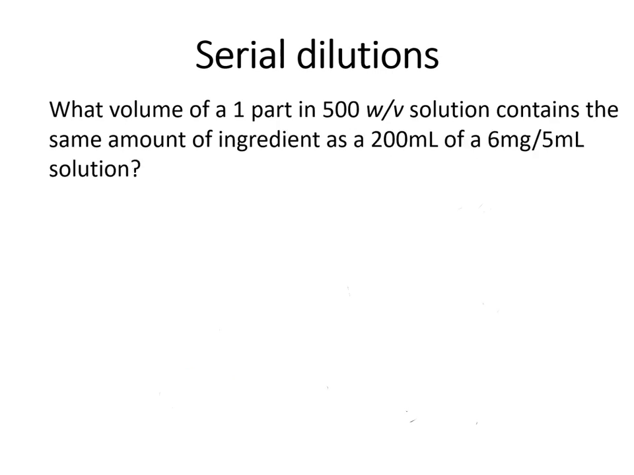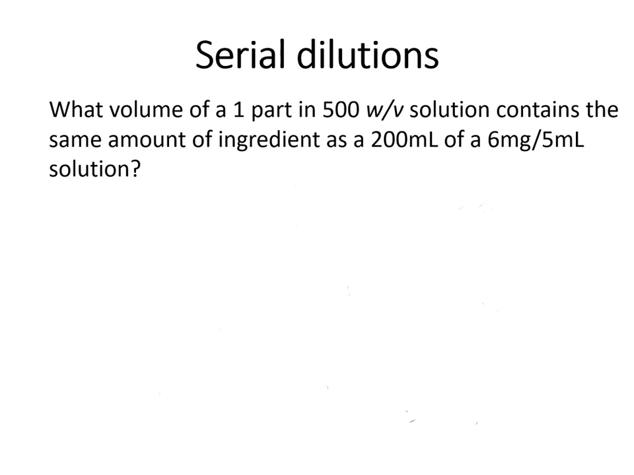In our next example, we're being asked what volume of a 1 part in 500 solution contains the same amount of ingredient as 200 milliliters of a 6 milligrams per 5 milliliter solution. In order to calculate the solution to this question using what you want over what you've got, the first thing we're going to need to do is to convert the part strength and the amount strength to percentages.